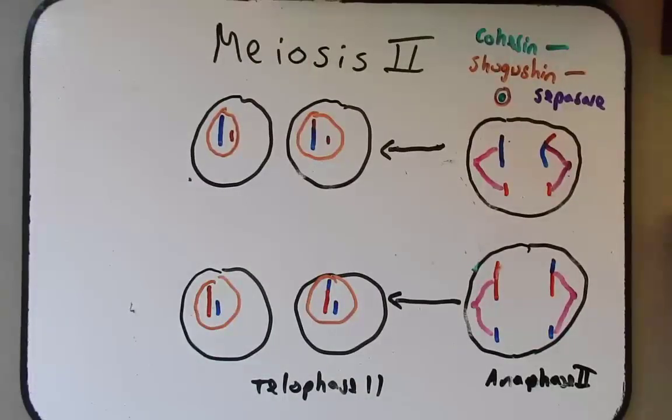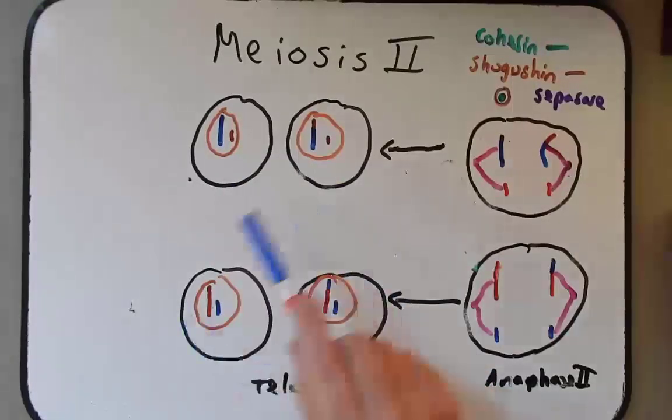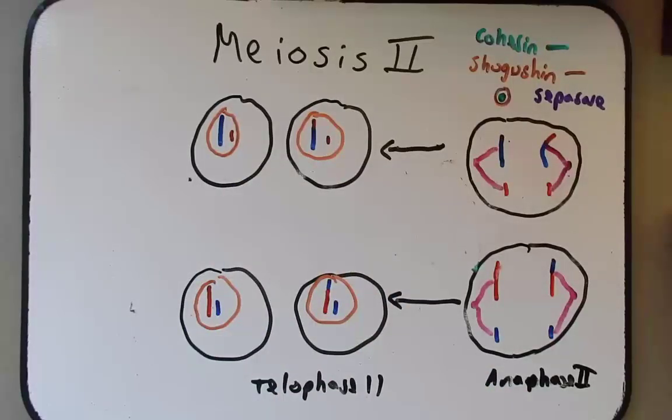And now these can go on to form gametes. At this stage, they're not matured into gametes. They have to go through another process, which we'll talk about in the next podcast, to form specialized structures that we see in oocytes and in spermatozoa, or in spores if you're talking about fungal species.